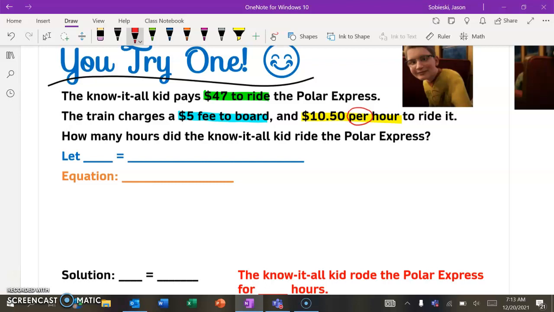So, of course, it said how many hours, so that's our variable. We use the letter H. So we could just say hours on, I'm going to write TP for the Polar Express. And let's have you pause the video real quick. See if you can write the equation for this one. I see two things that are contributing to a total. One of those two things is being affected by the number of hours. So pause the video, see if you can come up with it.